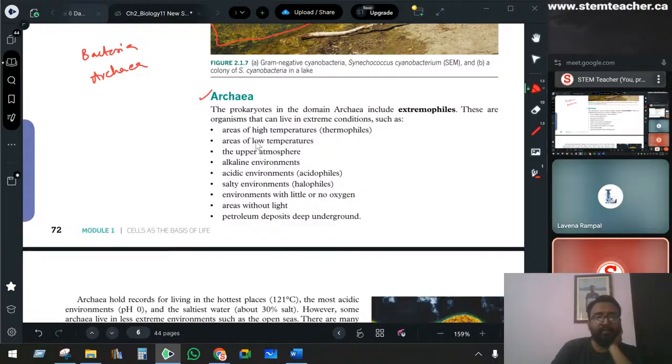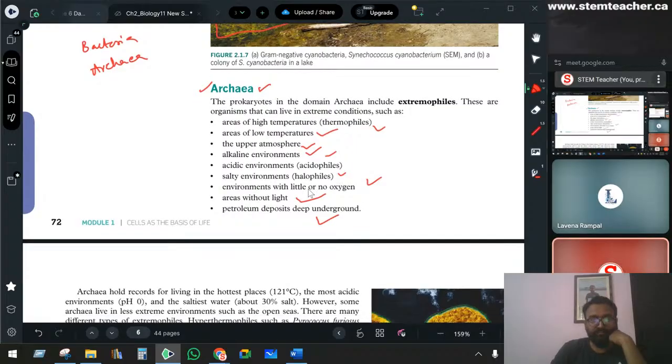They live in extreme conditions: high temperature, low temperature, upper atmosphere, alkaline environment, acidic environment, salty environment, environments with little or no oxygen, areas without light, petroleum deposits deep underground of the earth. In all these extreme climates, the archaea will form. Archaea will sustain. Their ecosystem will be developed there.